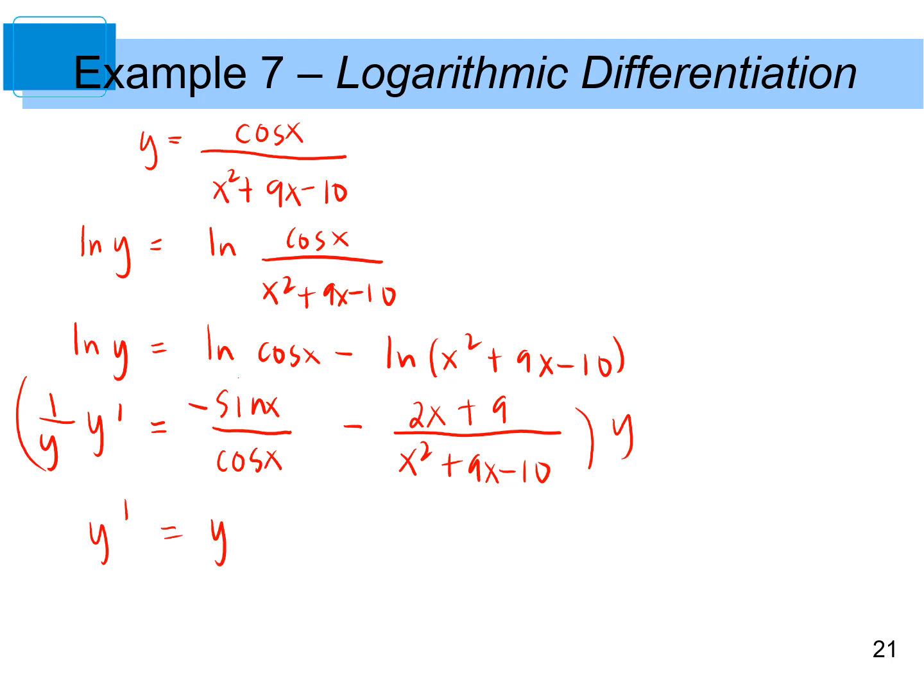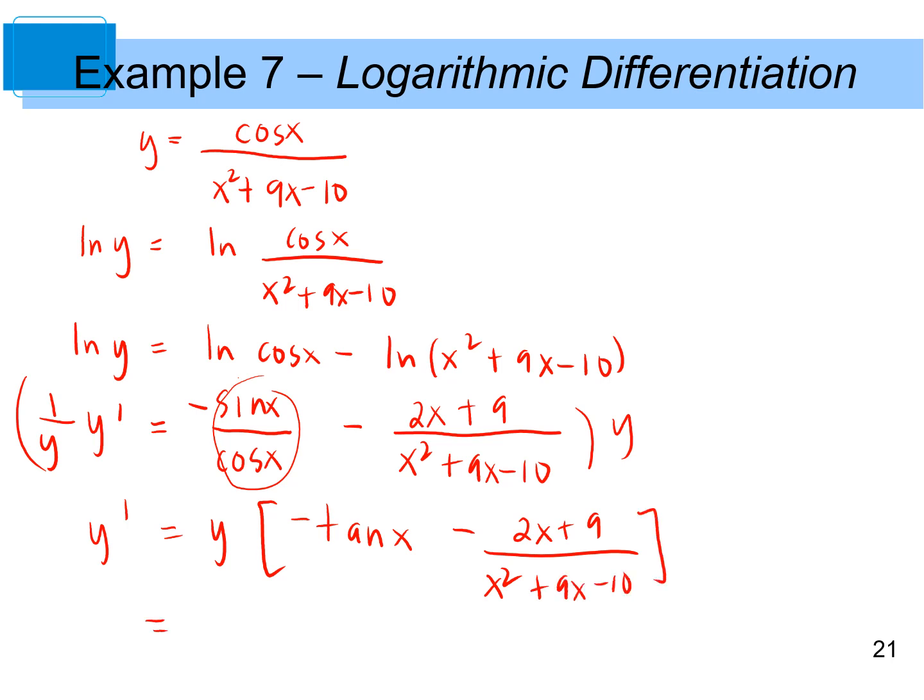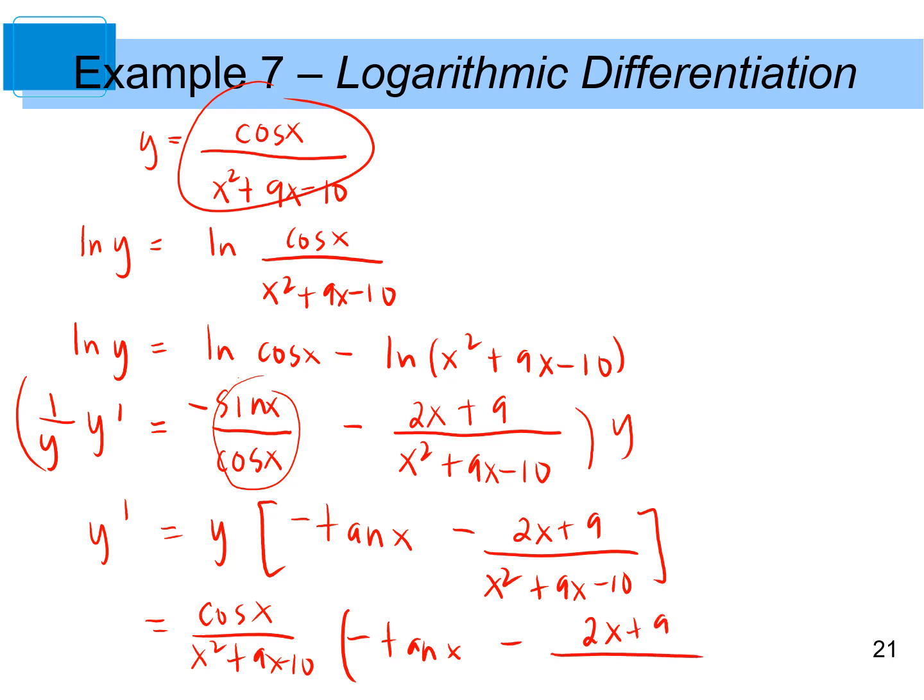So this is now y times negative, so we simplify sine x over cosine x into tangent x, minus 2x plus 9 all over x squared plus 9x minus 10. And then we just replace y by the given, which is cosine x over x squared plus 9x minus 10 times negative tangent of x minus 2x plus 9 all over x squared plus 9x minus 10. So we applied logarithmic differentiation to solve our problem.